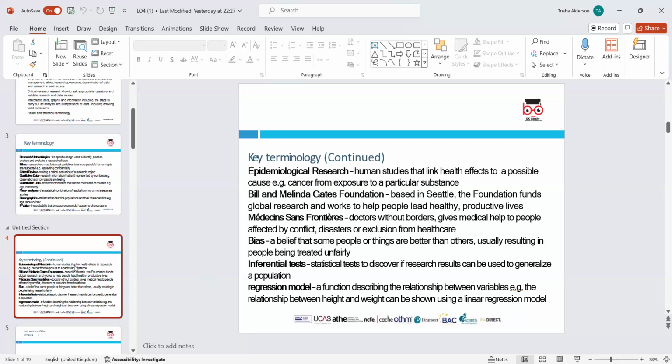And lastly, I put regression model, and that's a function that describes the relationship between variables. One really good example of that is the relationship between the height and the weight, and that can be shown on a graph using a linear regression model. So you join the dots and then you put a line between them.